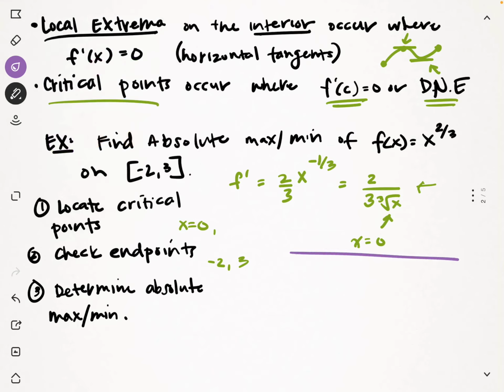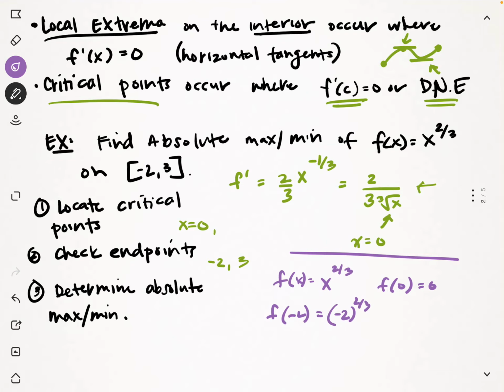So we're testing these 0, -2, and 3 into our original equation. So x to the 2/3. So let's do f of 0 is 0. Okay. Let's do f of -2 is going to be -2 to the 2/3.